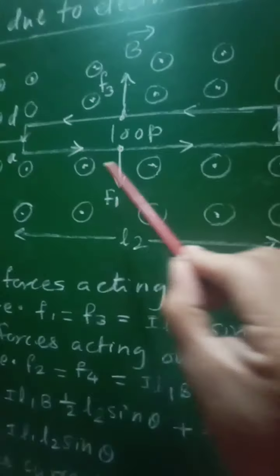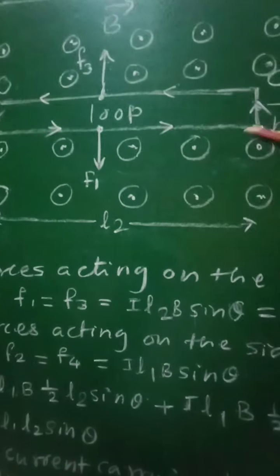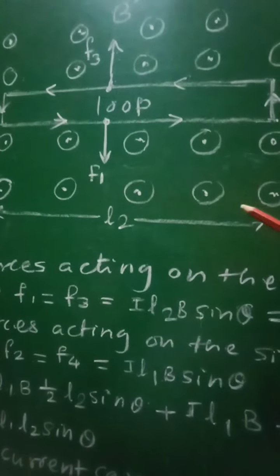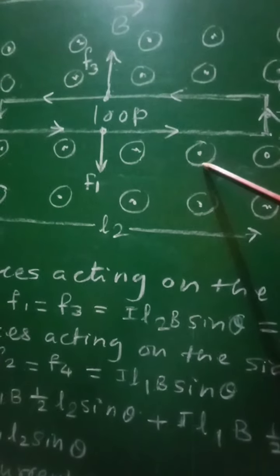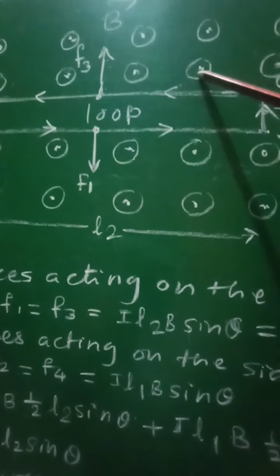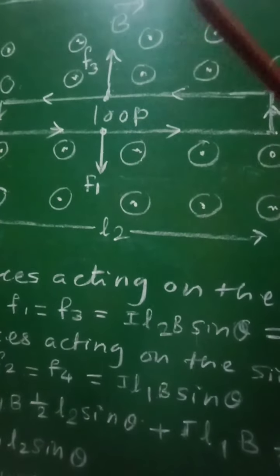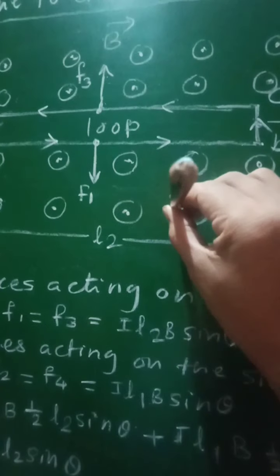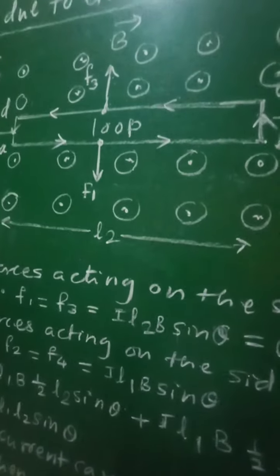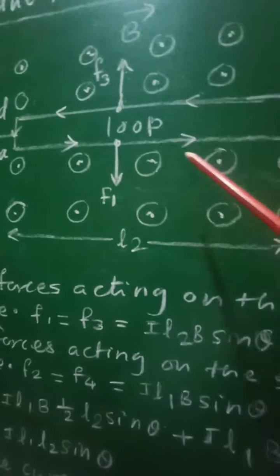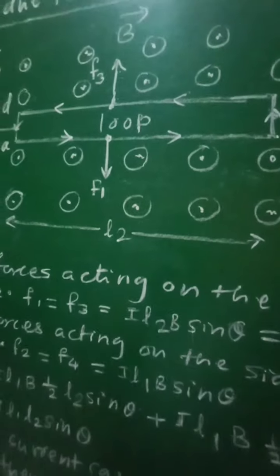Again we have considered ABCD as the rectangular loop which is placed in a magnetic field. But in this case, the magnetic field is applied such that its direction will be perpendicular to the plane of the board and directed outwards. That means it will be directed in the outward direction, perpendicular to the plane of this board or the rectangular loop.